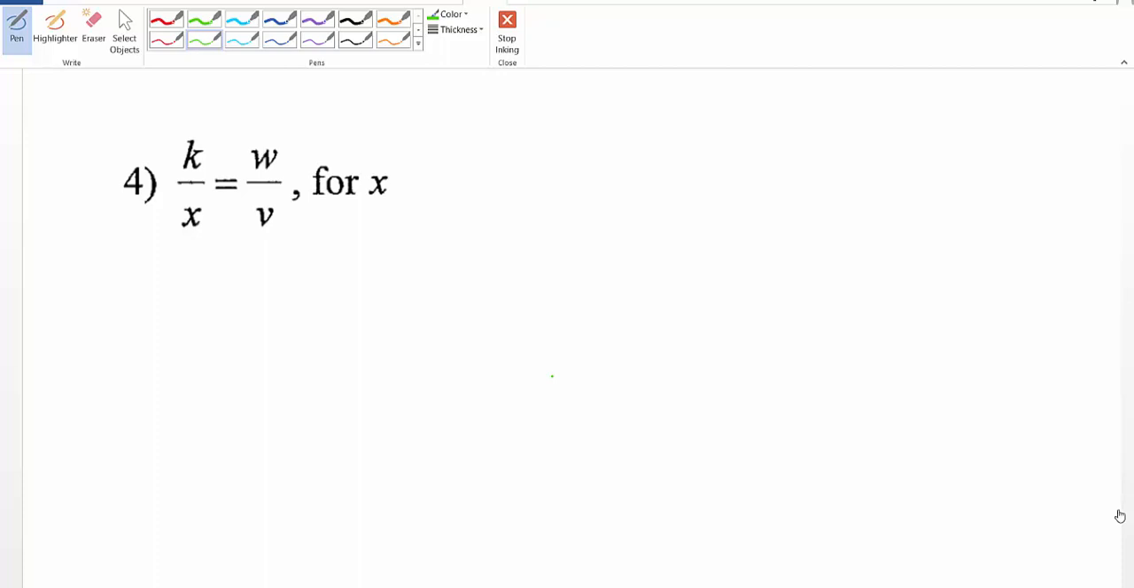Here we are at example 4 from our 0.4 set of notes. We're asked to solve, in this case, for x. So we're trying to get x all by himself. And we notice that x is down here, unfortunately, on the bottom.